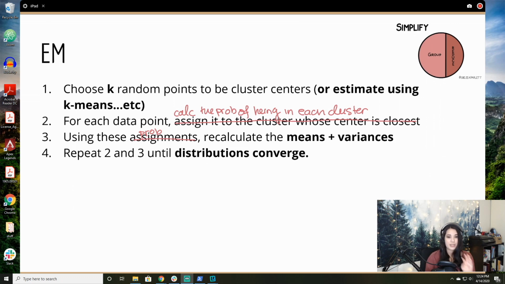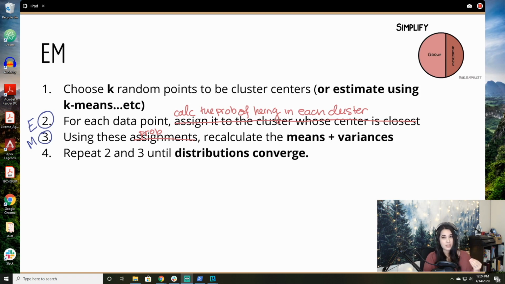Okay, so these two steps should seem a little different, but very familiar to the K-means stuff that we've done. And just FYI, the way that we call this, the expectation maximization, this step 2 is called the E or expectation step. And this step 3 is called the M or maximization step. And that's where we get the name expectation maximization, because we're going to repeat these two steps, the E step and the M step, over and over and over.